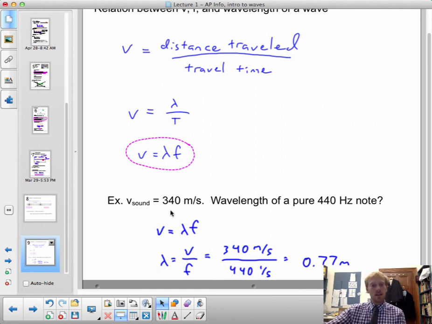It's given that just sound being what it is, the velocity of all sound around sea level is about 340 meters each second. That divided by 440 hertz. A hertz is 1 per second, so those seconds in the numerator and the denominator cancel, leaving something with units of meters. That's good because I want the wavelength, and the wavelength is about 0.77 meters, about 77 centimeters of wavelength for this A 440 hertz note.